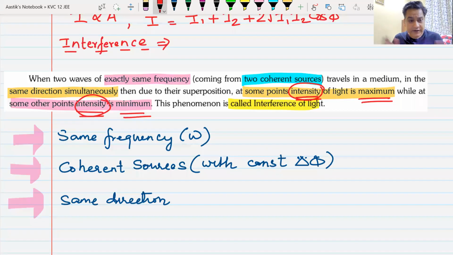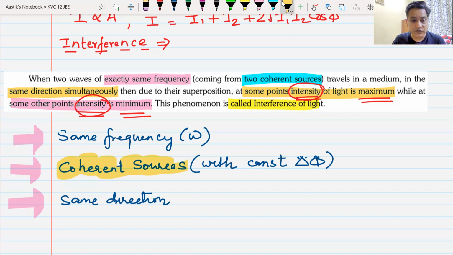Yes, sir. Then we are back to the definition of interference, and we said that interference is a superposition of two waves which have the same frequency, which have a constant phase difference, and which are traveling in the same direction. Now, one term that we have used is coherent sources. And remember, what do you mean by coherent sources? Coherent sources are those sources of light or sound or any wave which can produce waves of the same frequency with the same or constant phase difference between them.